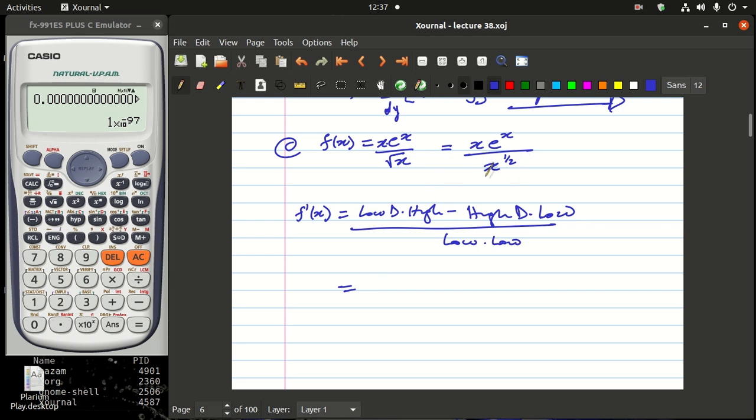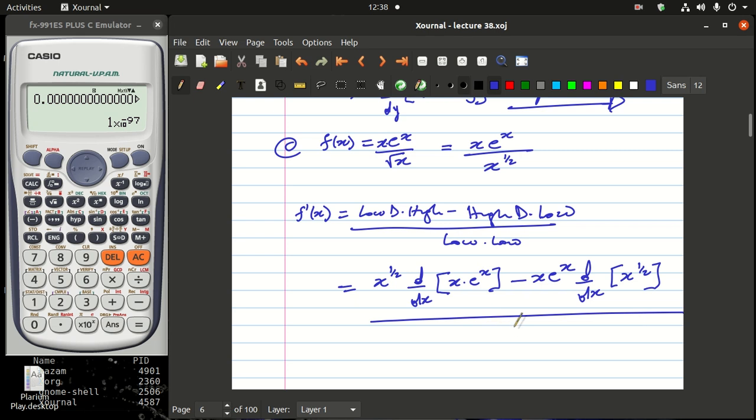So low means the denominator, so we're going to have x raised to 1 over 2, the denominator as it is, and then we multiply by the derivative with respect to x of the numerator, which is x times e to the power x, and then minus, we keep the numerator as it is, and then we multiply it by the derivative of the denominator, which is x raised to 1 over 2, and then you divide this whole thing by x raised to 1 over 2, and then you square it up.